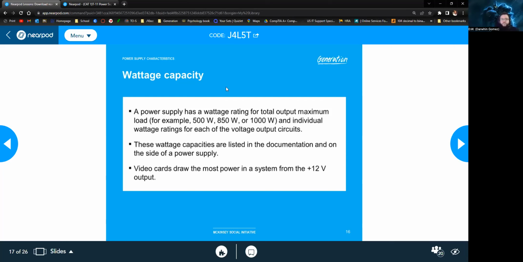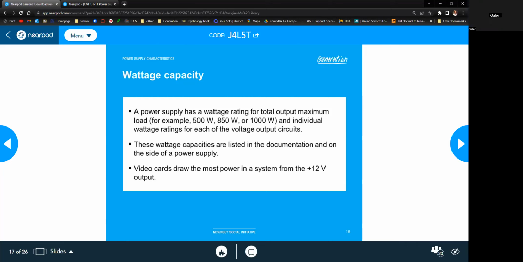Form factor. So the size of the PSU, right? Because depending on your case, you need to be able to select something that's going to fit in there. Then the wattage, right? This is how much power you're actually able to provide. So your wattage rating, and then your connectors, your wires, because you need to have the right amount of connectors and the right type.